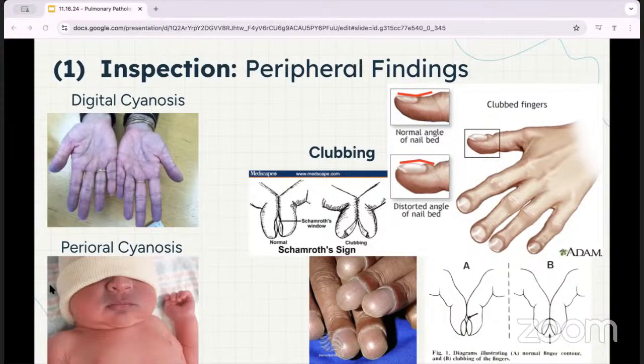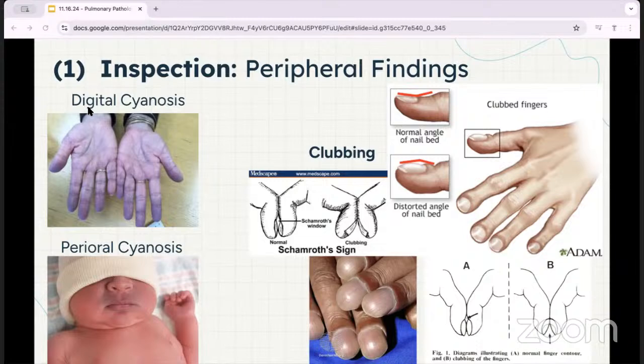There are two types. There's perioral cyanosis. This is a bluish tint around the mouth. Often it's seen in babies or very sick patients. It's a sign that their oxygen levels are dangerously low and they may need immediate intervention.